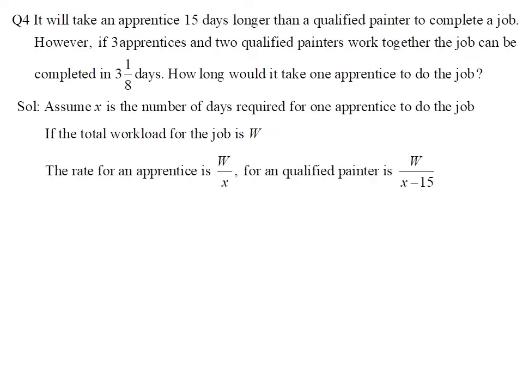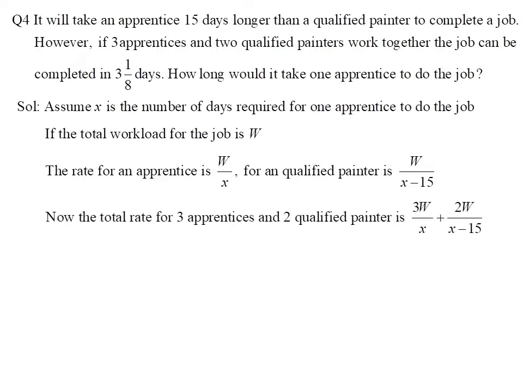Let's also assume the total workload for the job is w. Hence, the rate for one apprentice is expressed as w over x. Accordingly, the rate for one qualified painter is w over the result of x minus 15. So the total rate for 3 apprentices and 2 qualified painters working together is 3w over x plus 2w over the result of x minus 15.